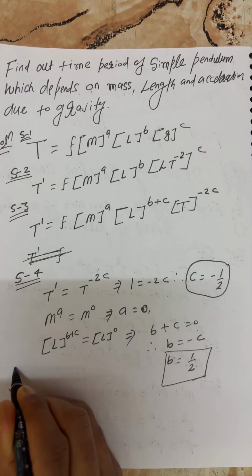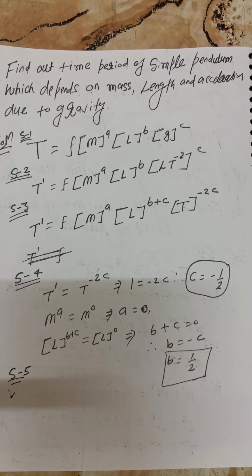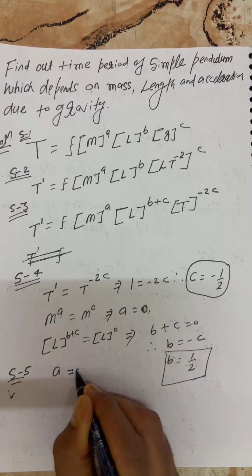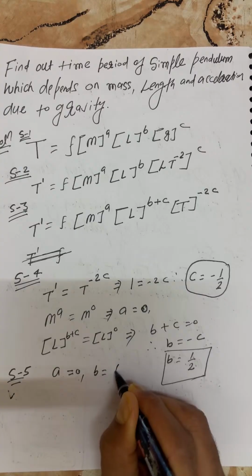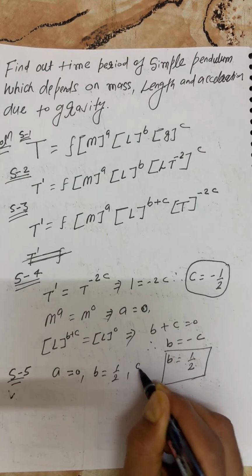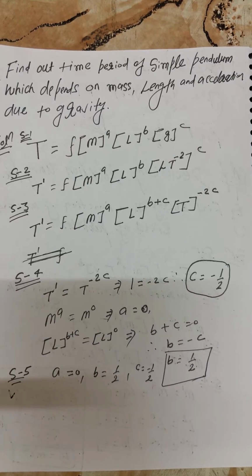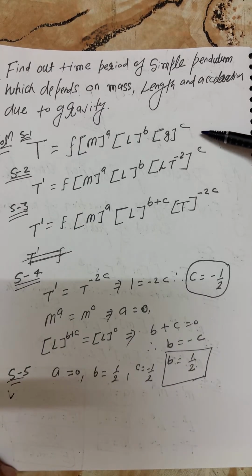In step 5, which is the final part of this question, first you can write here all the values which we found. A is equal to 0, B is equal to 1 by 2, and C is equal to minus 1 by 2. Now this thing you can put in the initial equation. This is your initial equation here. Here you can put the values.